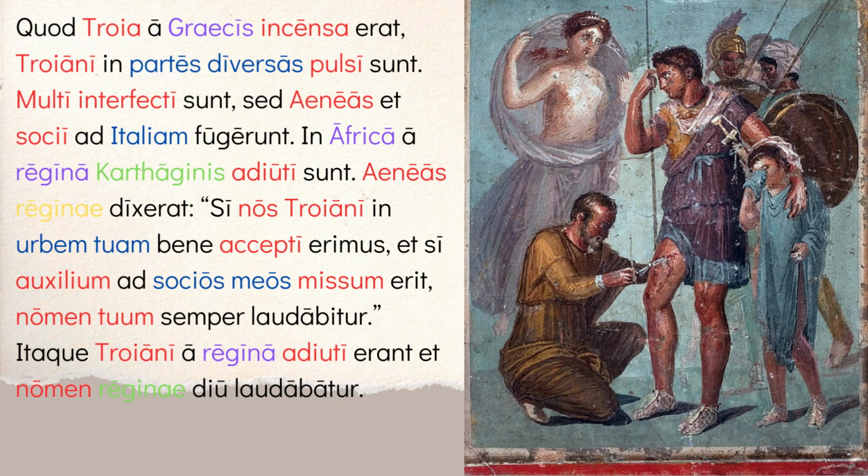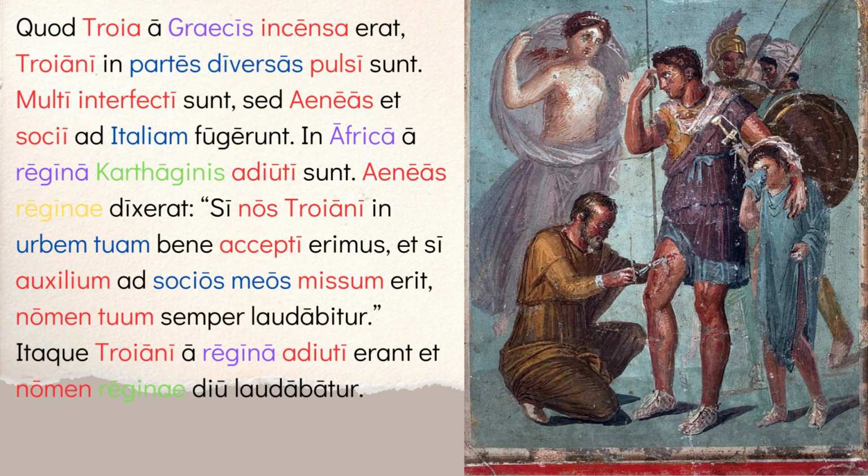Here we have perfect tense, passive voice. And notice how pulsi is matching Troiani. Okay, it's plural, nominative plural. So you're saying because Troy had been burned by the Greeks, the Trojans were driven, you could say, pulsi sunt, into partes diversas, into different parts, right? Meaning different parts of the world.